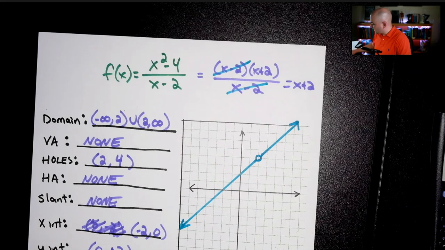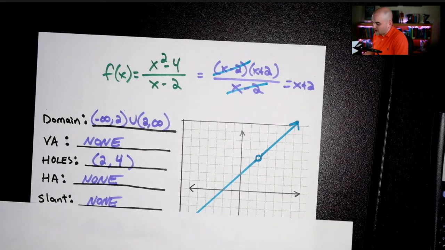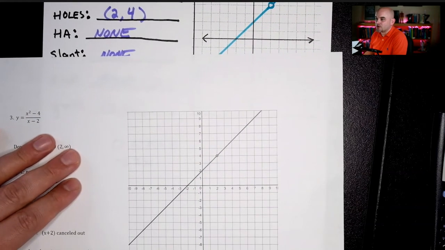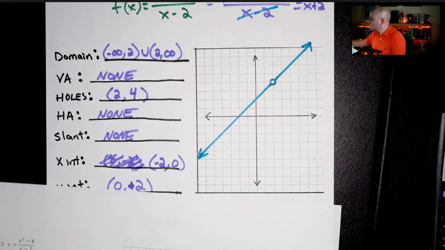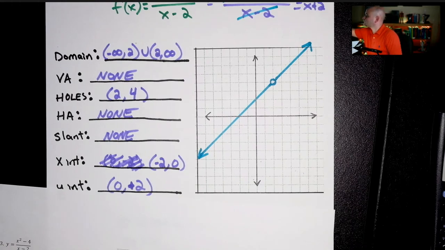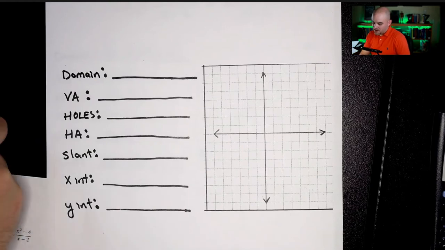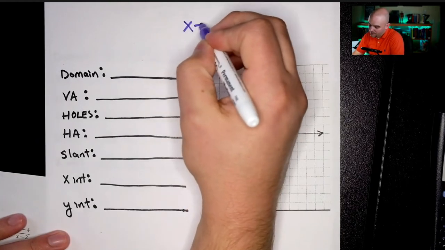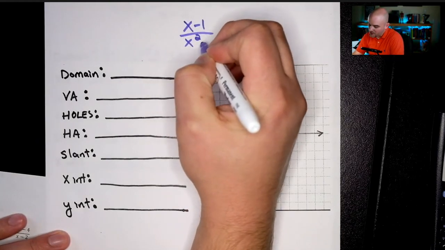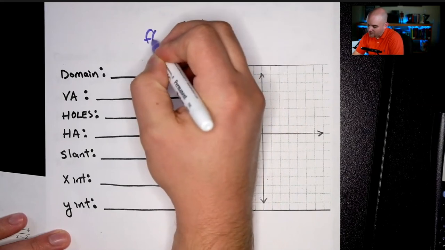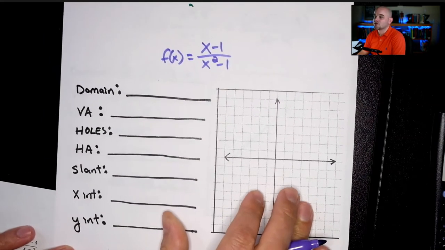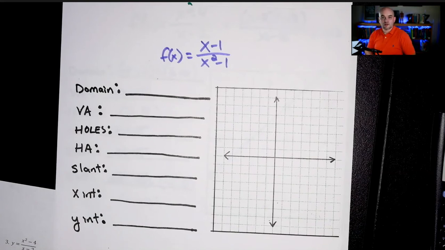Let's take a look at the actual graph. This should look spot on to the computer-generated graph of it, and it does, okay? Let's look at another one here. So this time, let's do x minus 1 over x squared minus 1. That's going to be your f of x there. You can pause the video and give that one a try.